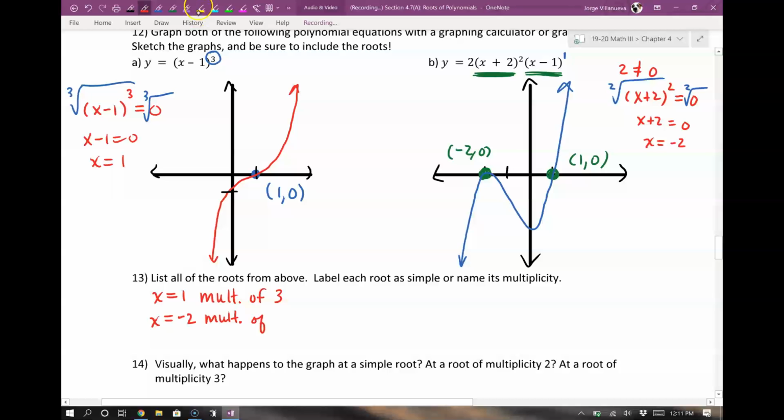So x equals negative 2, multiplicity of what? This one's a 2 right here because it came from that power of 2. So multiplicity of 2. And then the last one had to be x equal to, well, let's see. x minus 1 equals 0. So x equals 1. So this would be a simple root.